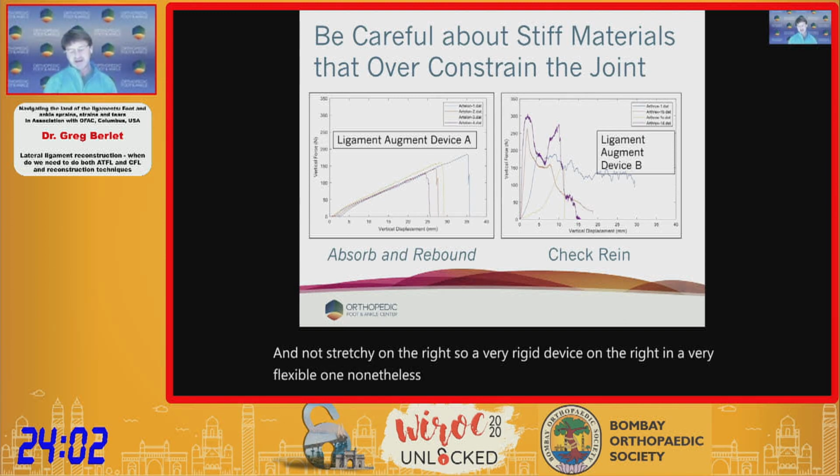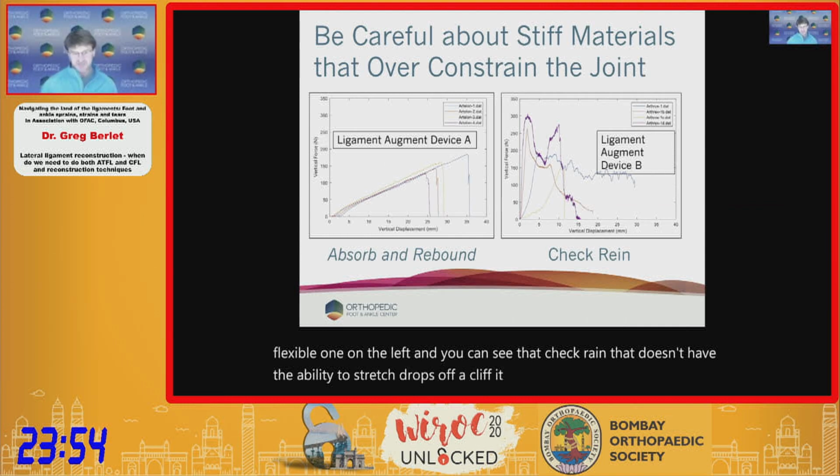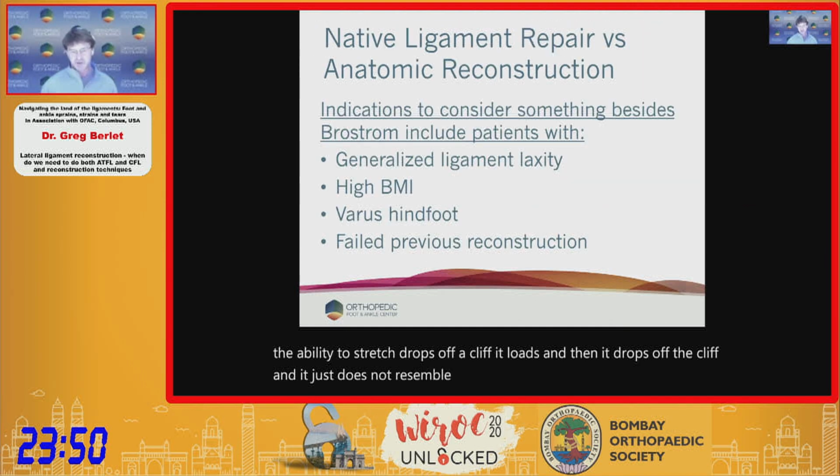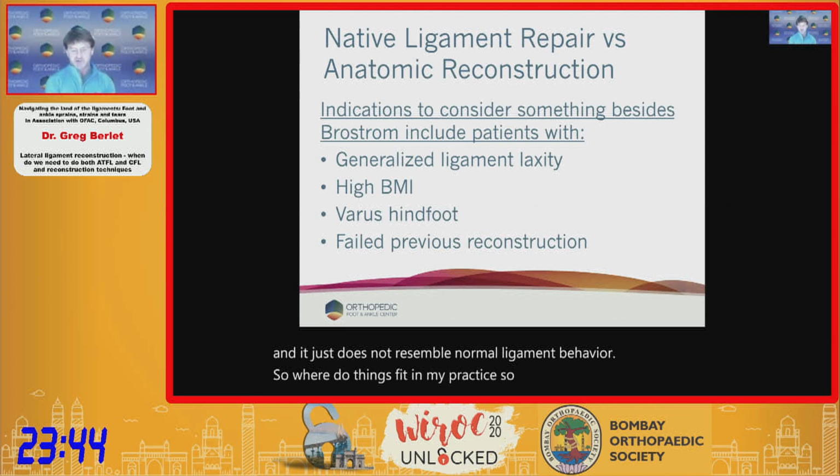And you can see that that check rein that doesn't have the ability to stretch drops off a cliff. It loads and then it drops off the cliff. And it just does not resemble normal ligament behavior. So where do things fit in my practice? So native ligament repair versus anatomic reconstructions.